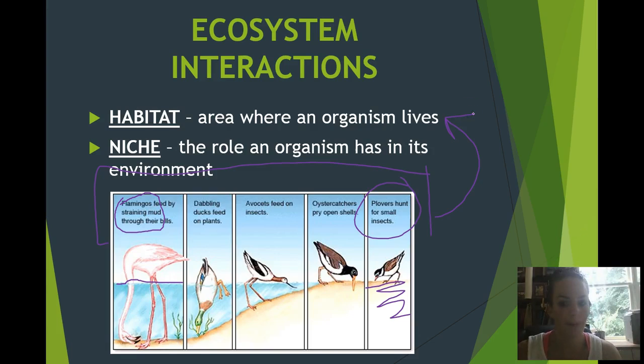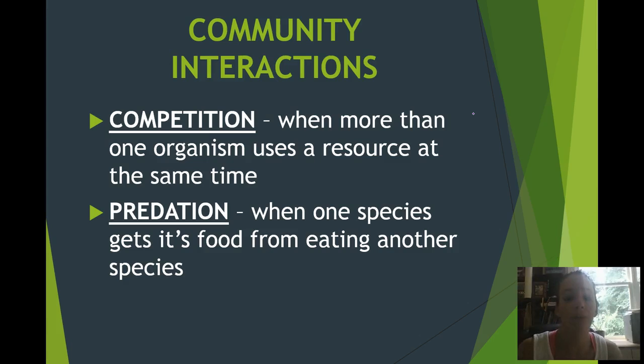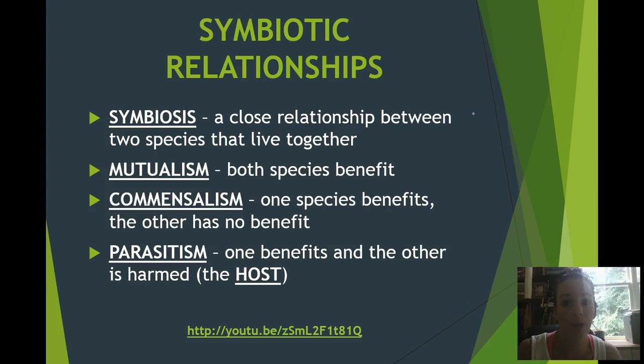So competition and predation are also two common things. So competition is simply that, competing for resources. Predation, on the other hand, is when one thing eats another thing. So that's how it gets its food and its source of energy. Some other relationships, so symbiosis in general is going to be that relationship between any two species. But there's three kinds. So there's mutualism, parasitism, and commensalism. And we'll go over these more in class. But these three are very, very common, and you need to know the difference between them. And we'll also watch this YouTube video in class.